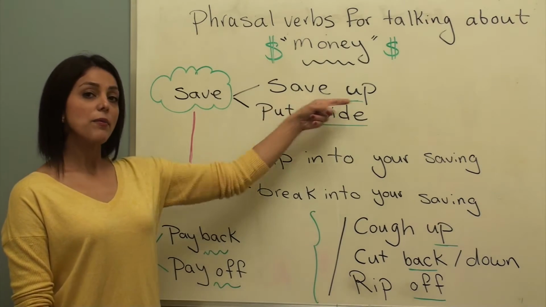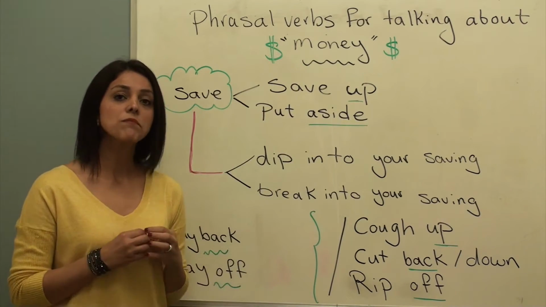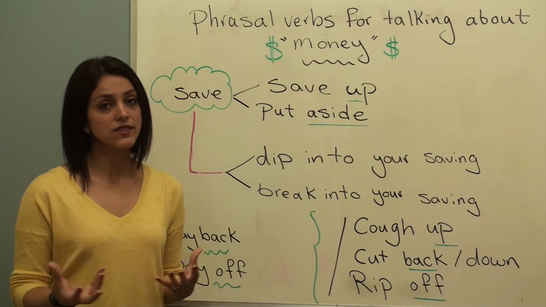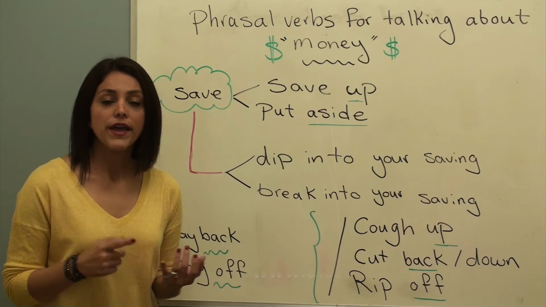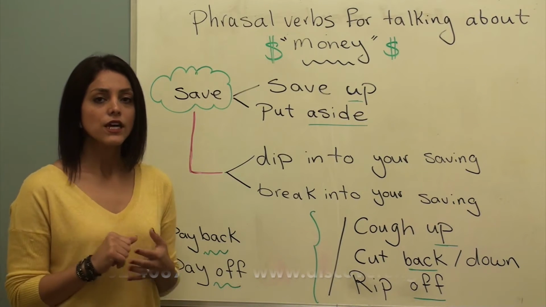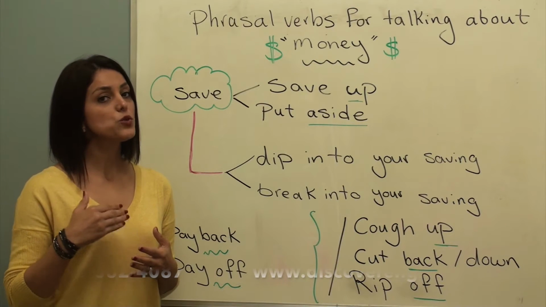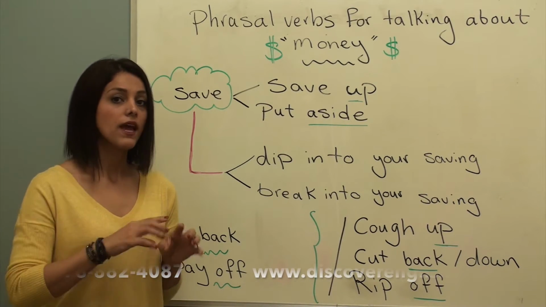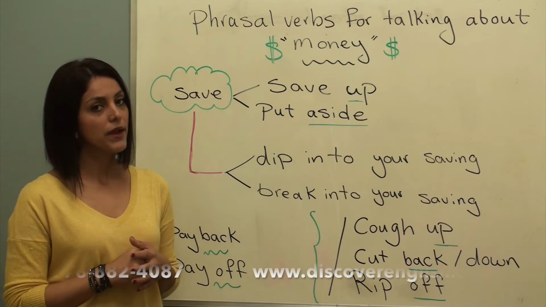When you say save up, it means you're saving money for a longer period of time and for bigger expenses. For example, you want to buy a house, or you need money for your retirement. You can say, I want to save up money to buy a big house. And that's for a longer period of time.